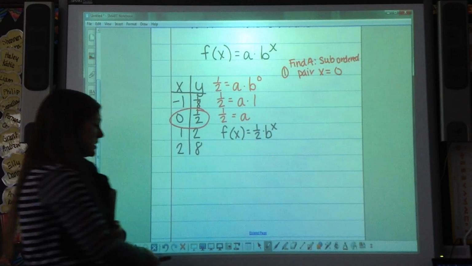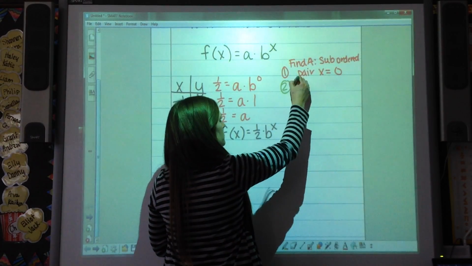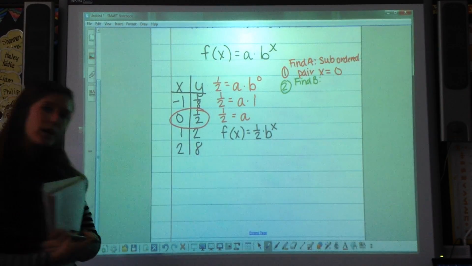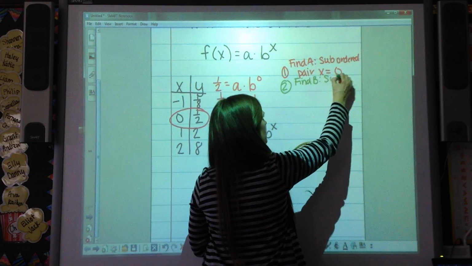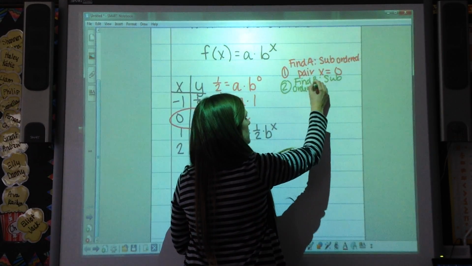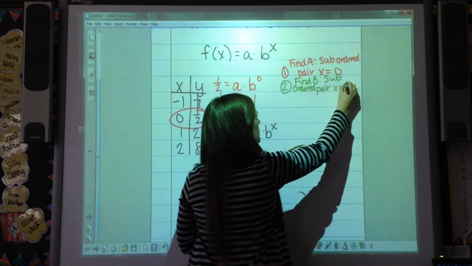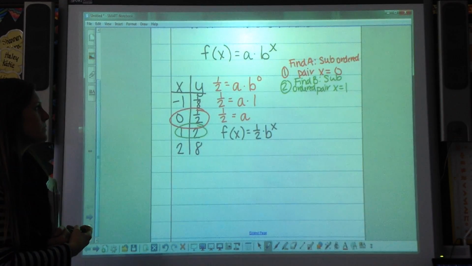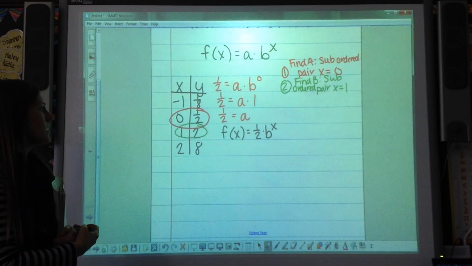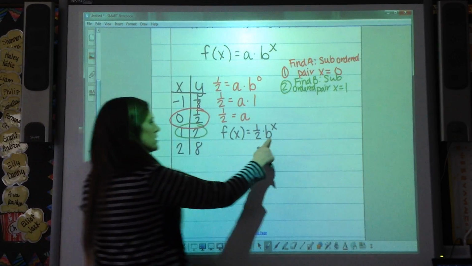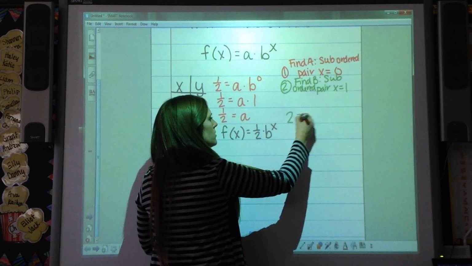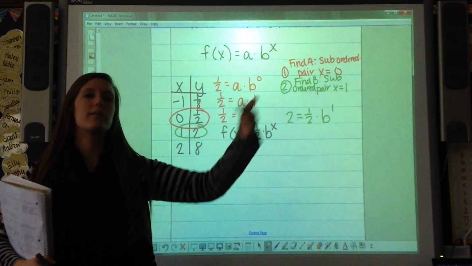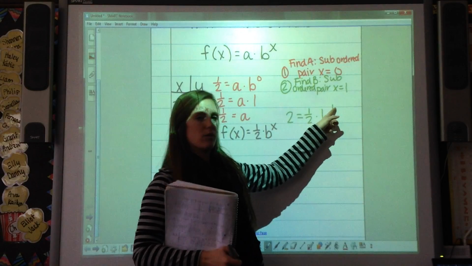Okay, now I want to find my b value. To substitute that, I'm going to sub in the ordered pair where x equals 1. My x value is 1, my y value is 2. It's going into this formula right here. 2 equals 1/2 times b with a power of 1. Well, think about it. 3 with the power of 1 is just 3. So b with the power of 1 is just b.